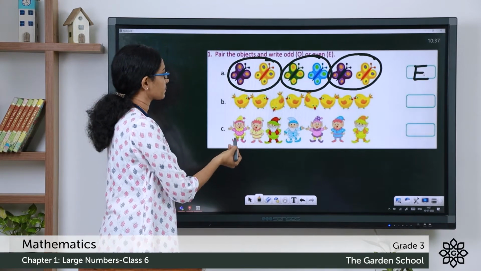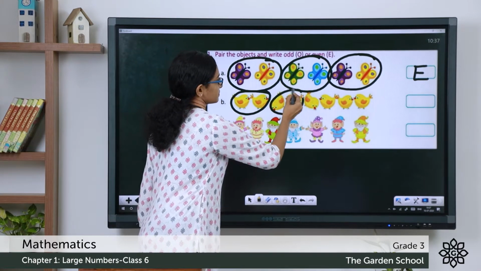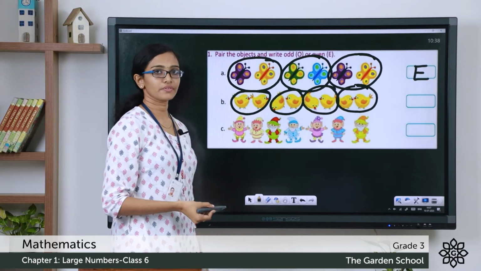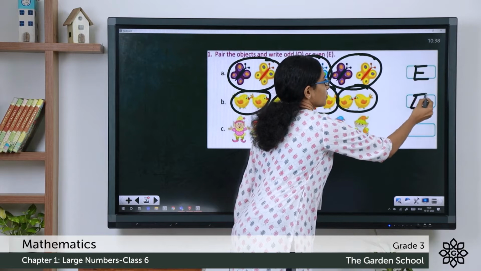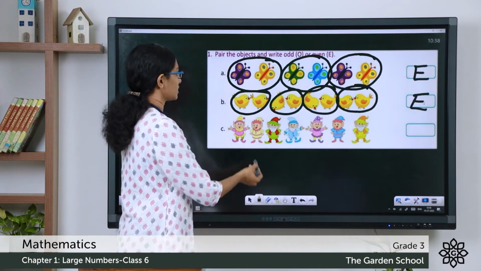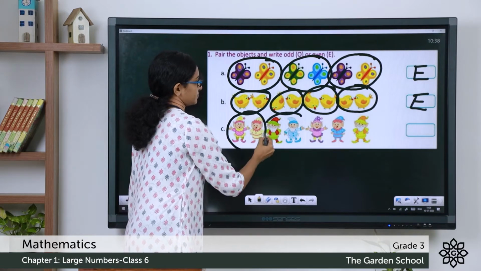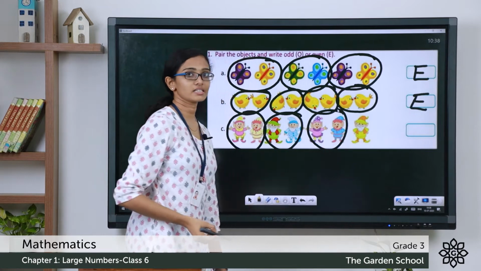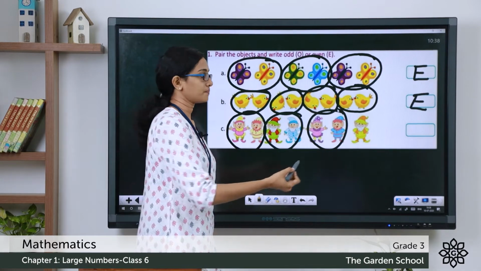See the next one. Let's pair them. Here also every object has got a pair. So this is also even. Now the last one. See, here there is an unpaired object. So in that case, it's an odd number.